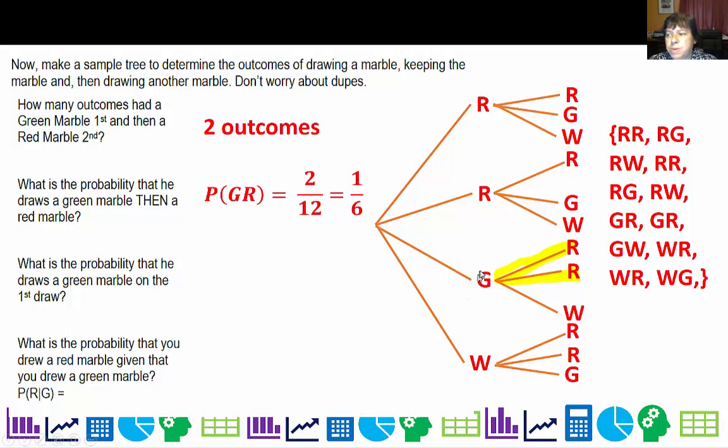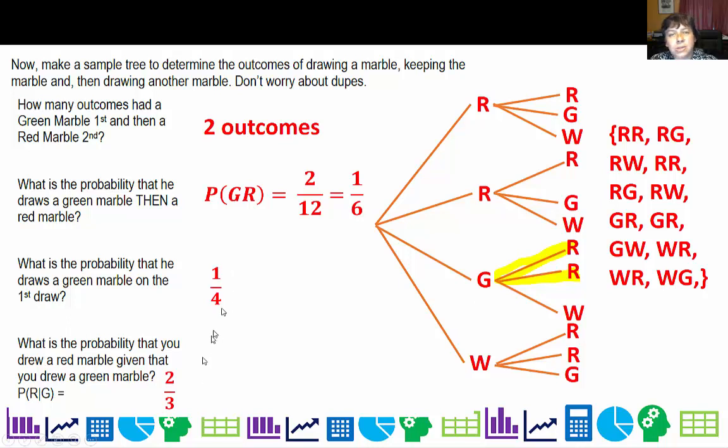The probability he draws a green marble in the first draw should be 1/4 because it's 1 out of 4 outcomes. Now, if he draws a green marble, what's the probability he draws a red? Well, there are 3 marbles in the urn. None of them is more likely than the other, so there are just 2 reds and 1 white, so we say that probability is 2/3.